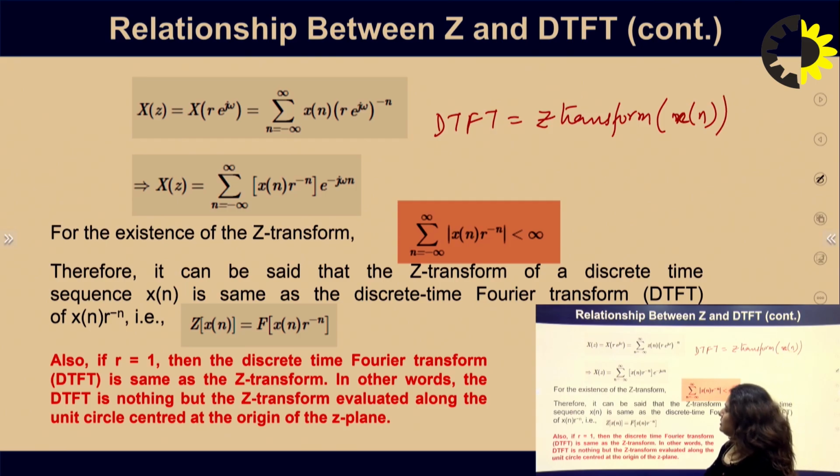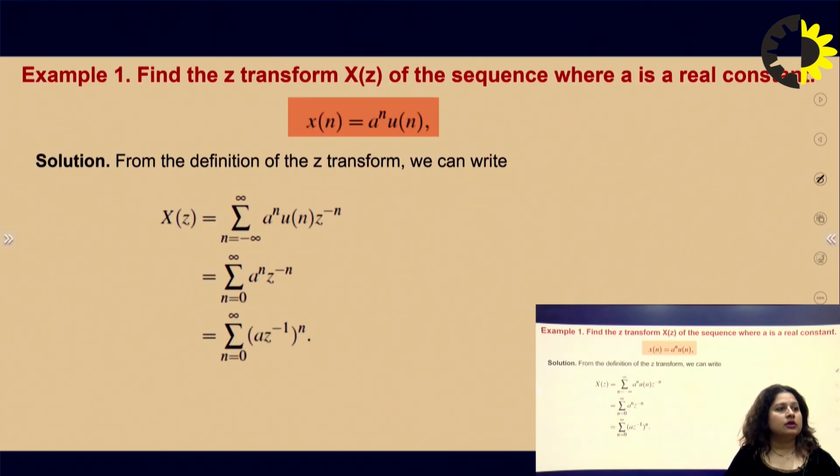So if r is equal to 1, then the DTFT is the same as the Z transform. In other words, the DTFT is nothing but the Z transform evaluated along the unit circle centered at the origin of the Z plane. So there are some numerical problems based on the Z transform, which are the basic problems.